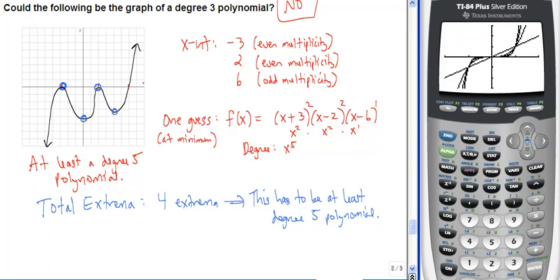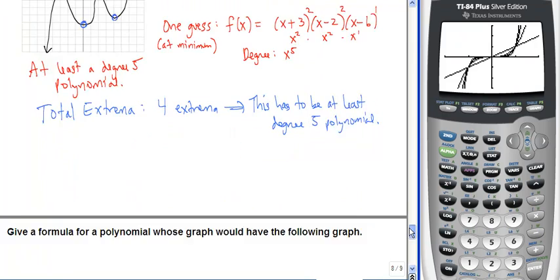So you can either look at intercepts and count up their multiplicities to figure out what your degree would need to be, or you could count up your extrema and add 1 to that, and that would have to be the bare minimum of what the degree of your polynomial is as well. So you could do this argument either way.